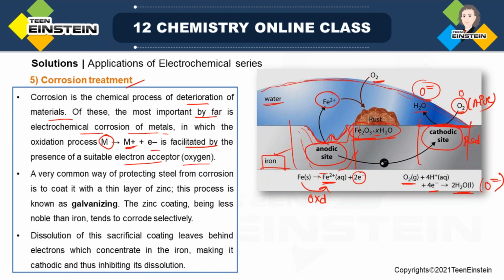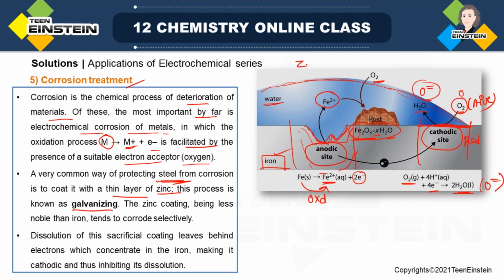The very common way is protecting steel. Steel is basically iron; iron is also present in steel. So if we want to protect steel from corrosion, what will we do? We will coat it with a zinc layer, and this process is known as galvanizing. Now why are we doing so?